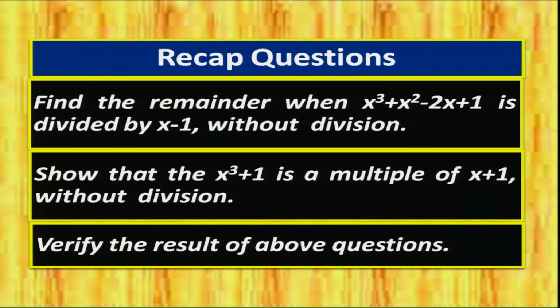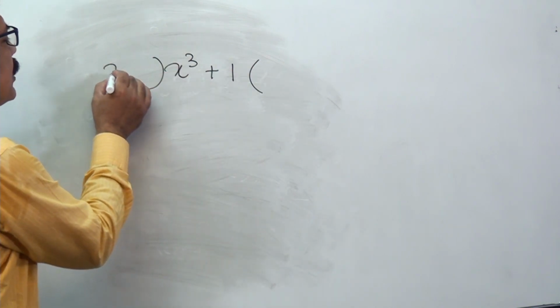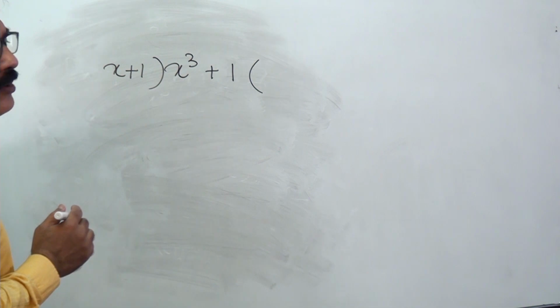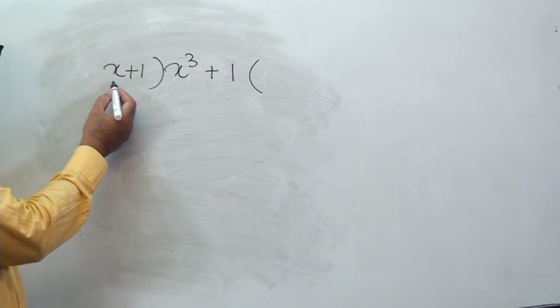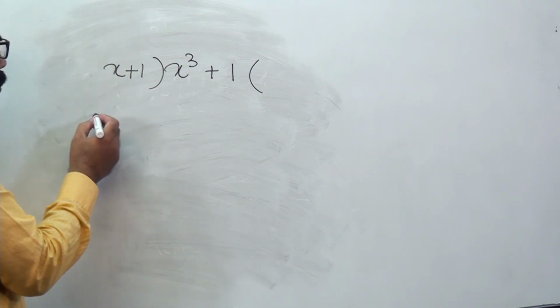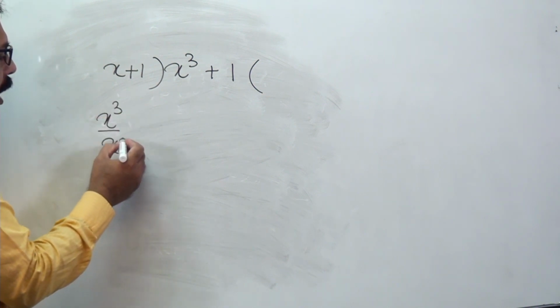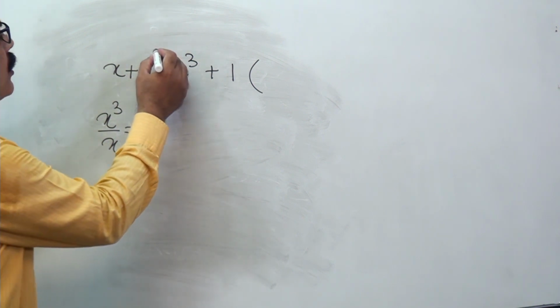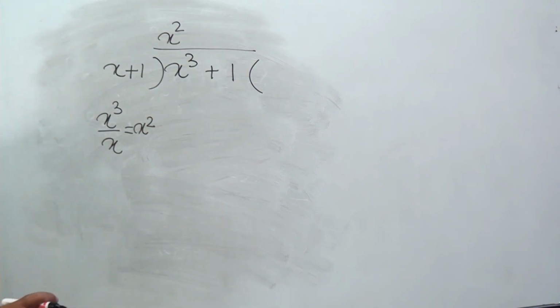Let's verify the second one. Dividend is x cube plus 1 and divisor is x plus 1. Now let's see, the first term of the dividend is x cube and the first term of the divisor is x. So to get the first term of the quotient, we have to divide x cube by x, that gives x square.